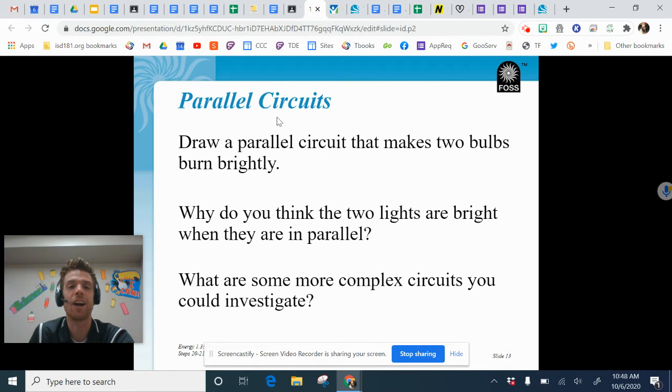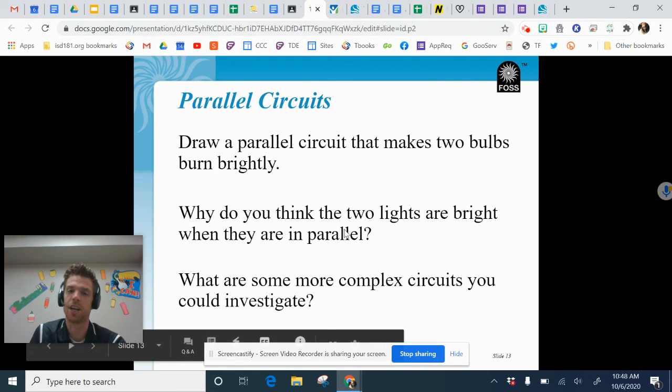Remember, this is an art class. Just sketch it out, but do it well. Why do you think two lights are bright when they are in parallel? Before, when they were in series, they were dim. Why now in the parallel circuit are they brighter? Think to what we just talked about on the previous slide about the number of pathways.